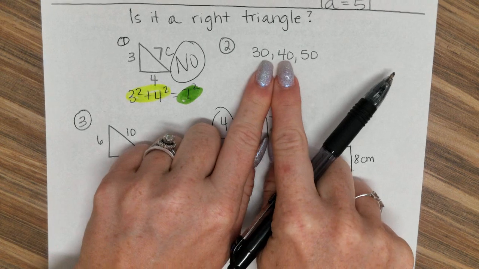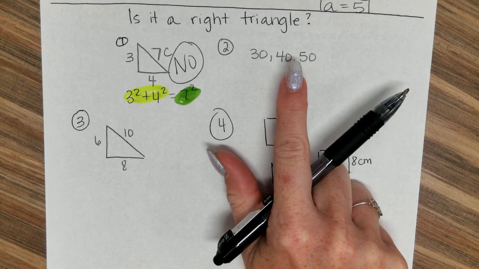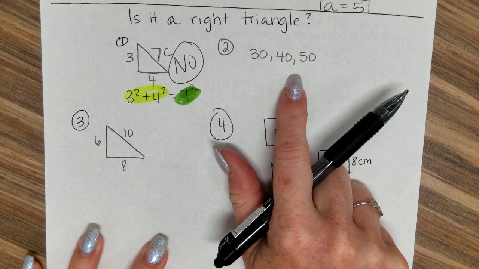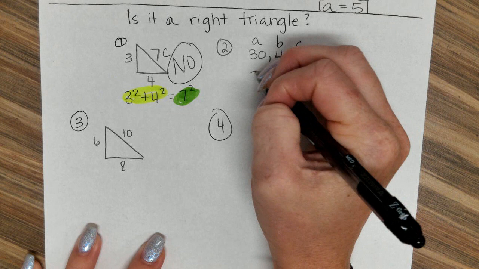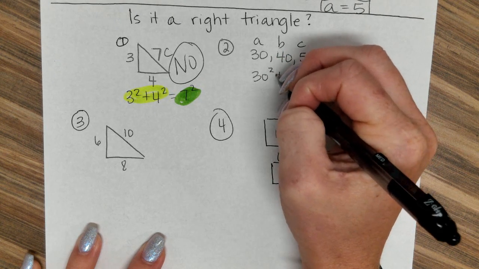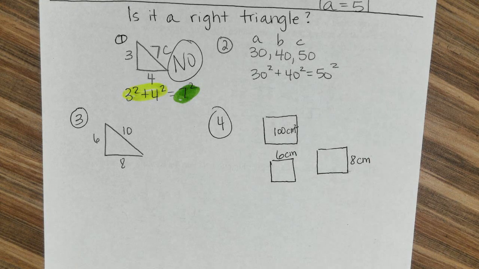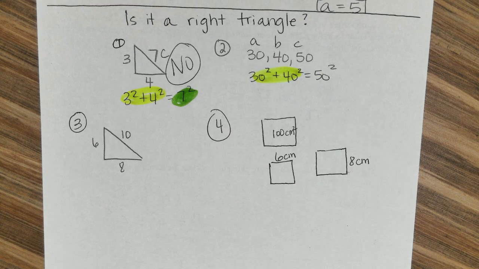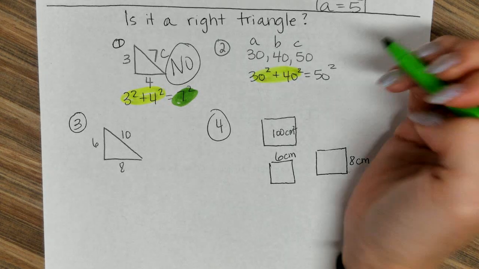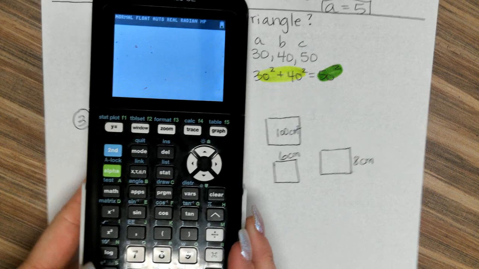All right, let's look at this one. If this was a right triangle, which one would have to be C? 30, 40, or 50? C has to be the biggest. So this would be A, B, and C. And I would say, is 30 squared plus 40 squared equal to 50 squared? Again, you're going to type in the left side, hit enter. Type in the right side, hit enter, and see if it's true or false.